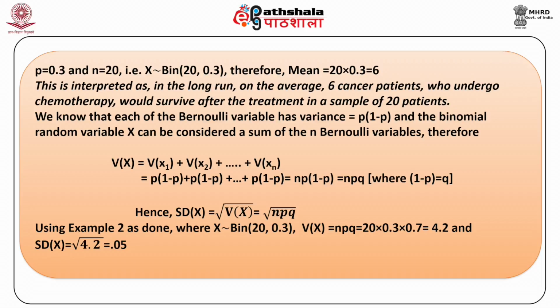This is interpreted as, in the long run, on an average, 6 cancer patients who undergo chemotherapy would survive after the treatment in a sample of 20 patients.